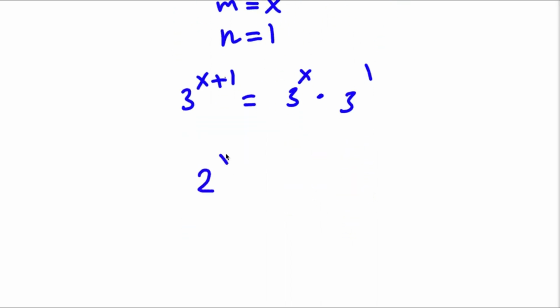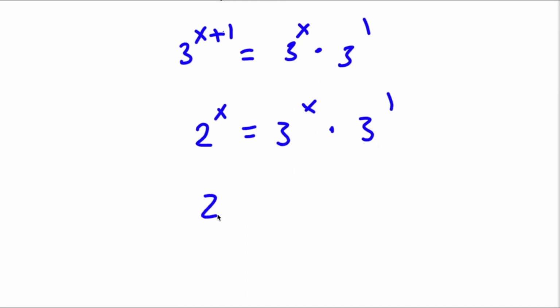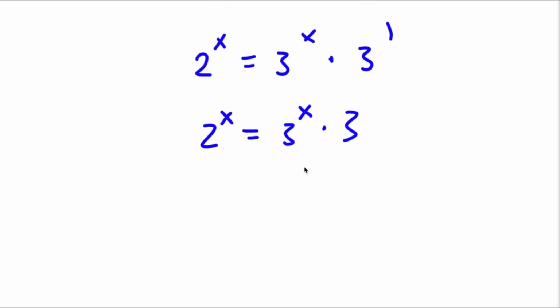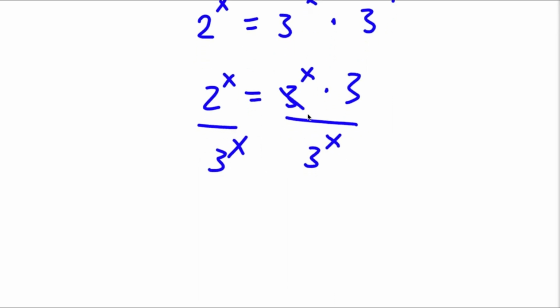So now I have 2 to the power of x is equal to 3 to the power of x times 3 to the power of 1. Now 3 to the power of 1, this is the same thing as simply 3. So now I have 2 to the power of x is equal to 3 to the power of x times 3. And now I can divide both sides by 3 to the power of x. So then these two cancel out. And I will be left with 2 to the power of x over 3 to the power of x is equal to 3.